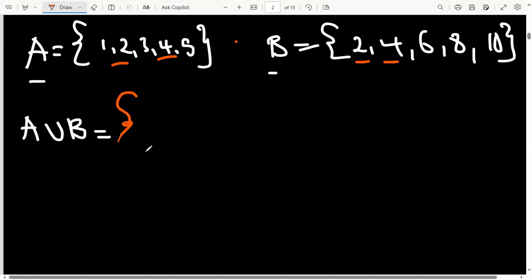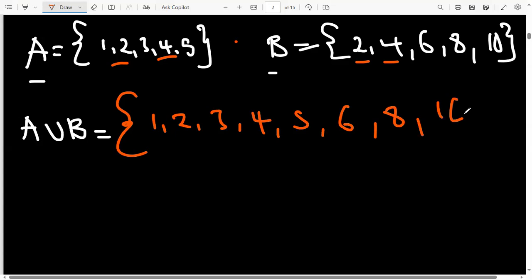So A union B will contain 1, 2, 3, 4, 5, and then we come here. The 2, we've already written it, so we don't write it again. The 4, we've already written it, so we don't write it again. And then we continue with 6, 8, and 10. So this set that I've written out will be our A union B. Make sure that when you are taking the union, you don't write one element twice if it appears in both sets.